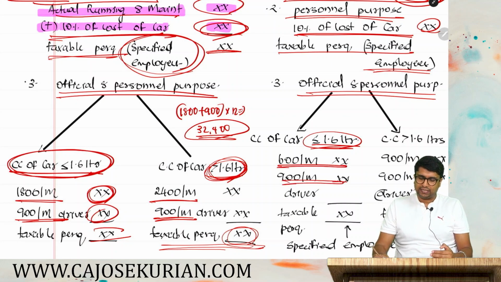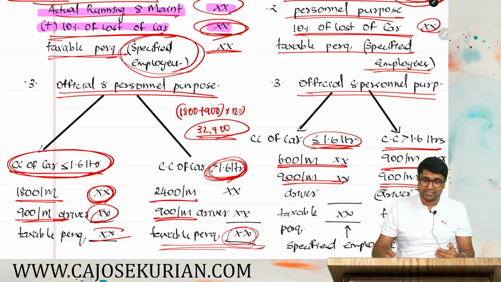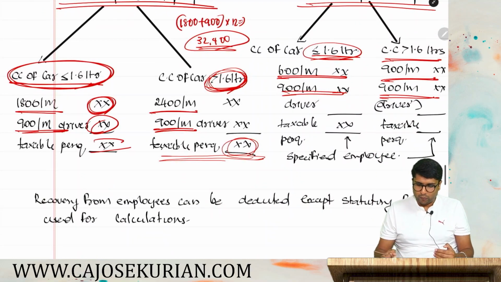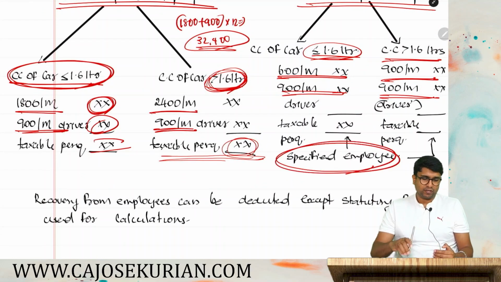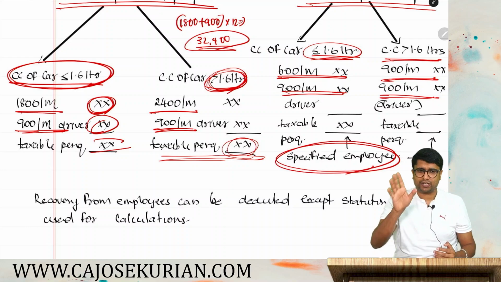If a driver is there, 900 per month. If the cubic capacity is more than 1.6 liters, 900 per month. A driver is there, additional 900 per month. So in the hands of specified employees only. So very simple friends, there are 2-3 alternatives.